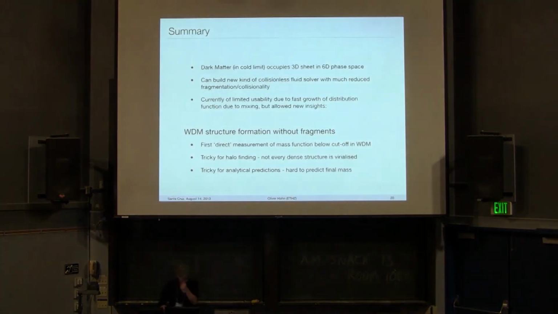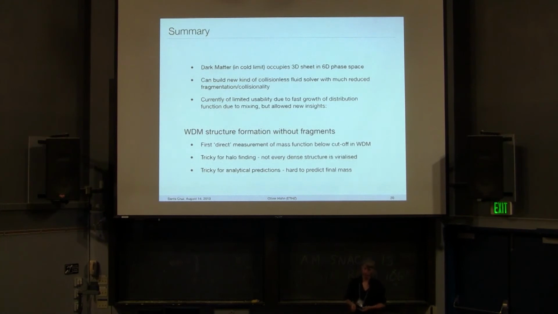Okay, so let me conclude. I think it's very interesting to consider these new methods that explicitly model the distribution function, because it is the only alternative I'm aware of to particle sampling. It is currently of limited use, but I think it has already given us very profound insights into structure formation, once we get rid of all these numerical effects in the non-heavy mixing, but still in the ordered flow regime. And then we could measure the mass function.